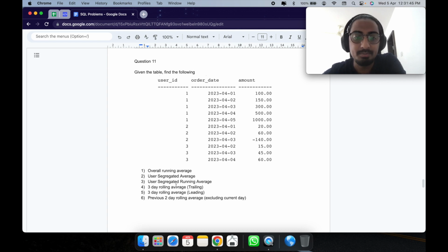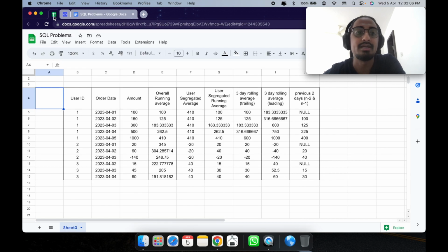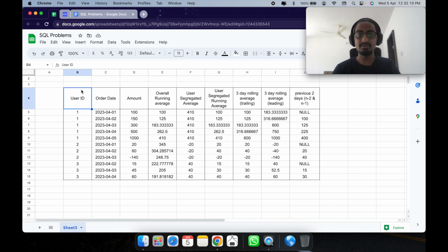We're expected to find the overall running average, user segregated average, user segregated running average, 3-day rolling average trailing, 3-day rolling average leading, and previous 2-day rolling average excluding the current day. You might or might not know what these are, so I'll explain them with an example. I have the same data here: the user ID, order date, and amount.